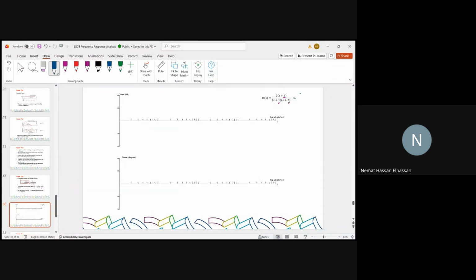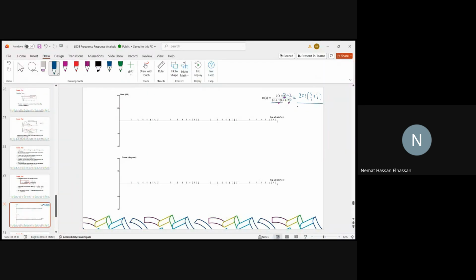2 is a constant. We'll leave it as is. We want to get rid of this 3, but we want to be maintaining the value of the expression. So what I will do is I will multiply by 3 and divide by 3. So it becomes 2 times 3 multiplied by s over 3 plus 3 over 3. And 3 over 3 is 1. So what we did is we maintained the value of the expression, but we made sure that the second term with s is 1.